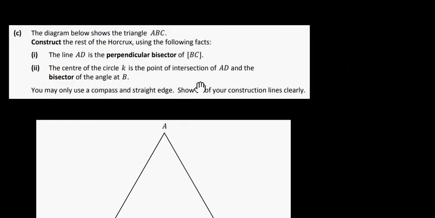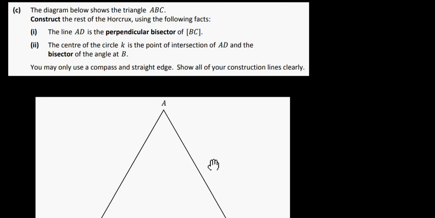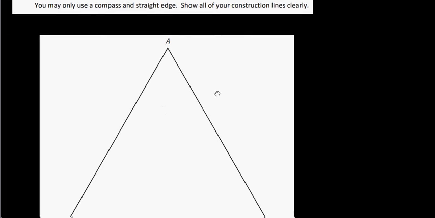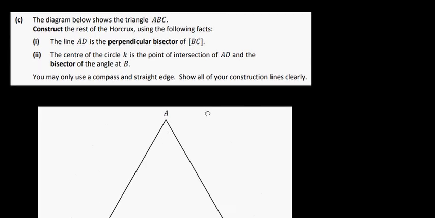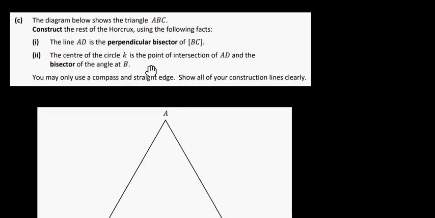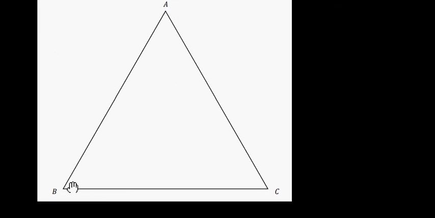Okay, let's have a look at this then. The diagram below shows the triangle ABC. So I have a triangle here, it's quite big, ABC. Construct the rest of the diagram using the following facts. So the line AD is a perpendicular bisector of BC. So we've got to construct a perpendicular bisector of BC here, first of all.